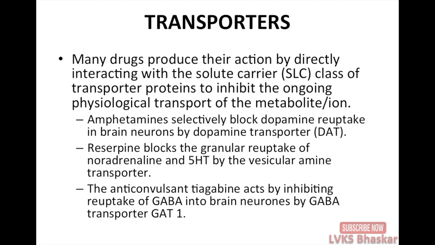Solute carriers are a class of transporter proteins. The best examples are the dopamine transporter, vesicular amine transporter, and GABA transporter. Amphetamines selectively block the dopamine reuptake in the brain neurons by the dopamine transporter. Reserpine blocks the granular uptake of noradrenaline and 5-HT by the vesicular amine transporter. The anticonvulsant tiagabine acts by inhibiting the reuptake of GABA into brain neurons by the GABA transporter, that is GAT1.